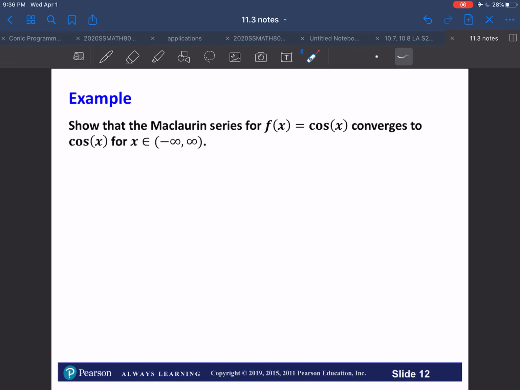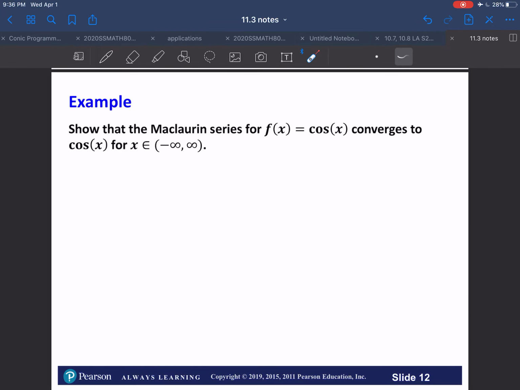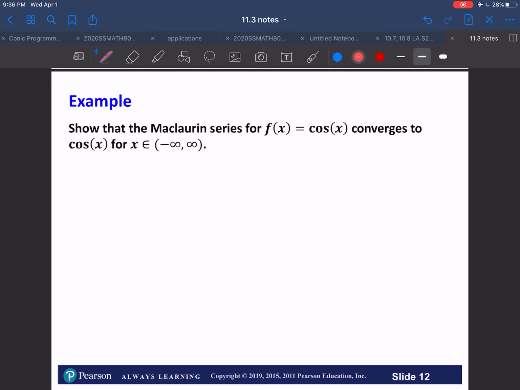All right, so the next one is we are going to show that the Maclaurin series for cosine of x converges to cosine of x for x within the real numbers. All right, so let's get cracking. We need to start by calculating the remainder. So let's do that.